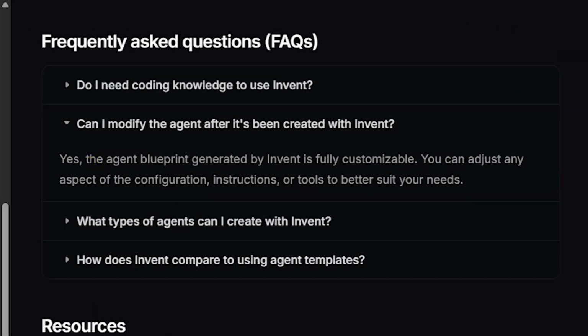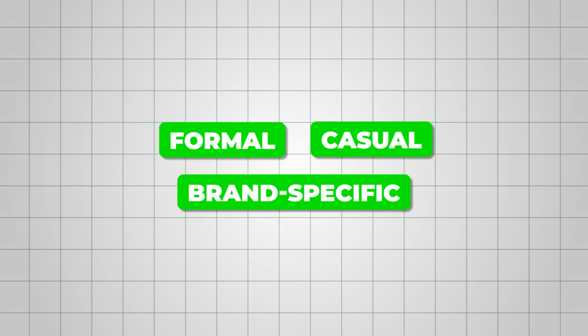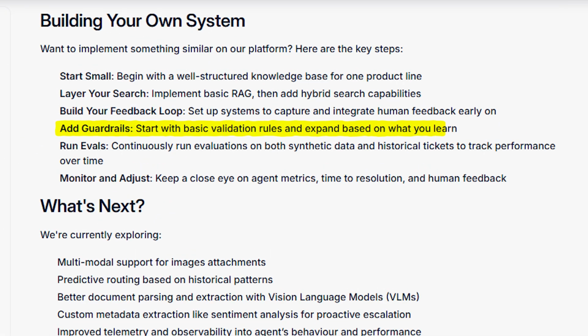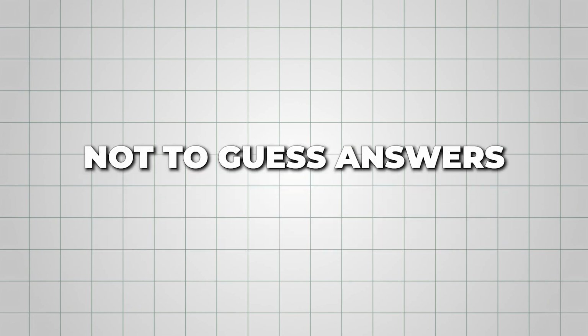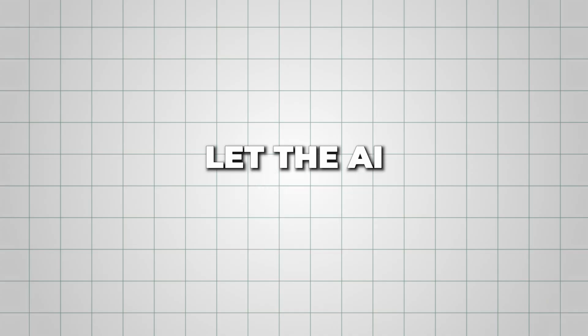Relevance AI's prompt editor gives you complete control over how your agent behaves. You can set the tone of voice, whether that's formal, casual, or brand specific. You can add guardrails, like telling it not to guess answers. And if you're not sure where to start, you can even let the AI generate a starter prompt for you.